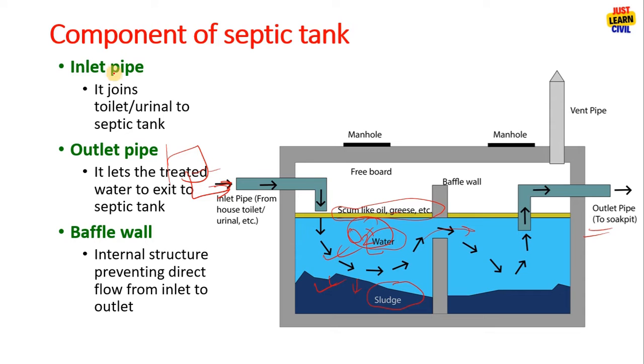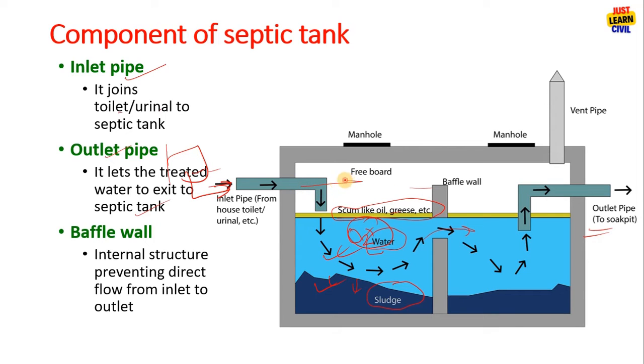So the components are inlet pipe which joins the toilet urinal to the septic tank. Outlet pipe, it lets the treated water to exit from the septic tank. And baffle valve is the internal structure or internal valve. It prevents the direct flow of inlet to the outlet.